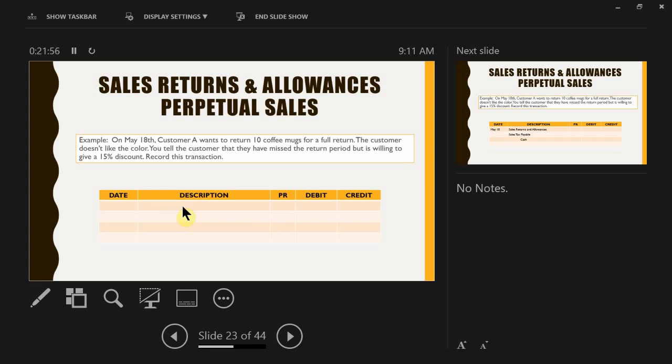So, same thing here. We're going to create the contra account, sales returns and allowances. Because we're giving a small portion of the money back, we also have to give them a small portion of the tax back. And of course, their cash. So in this case, they're attempting to return 10 of those coffee mugs, which cost $5 each, but I'm only giving them a 15% discount. How much sales am I actually returning?